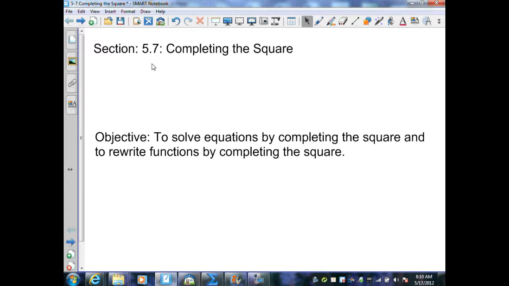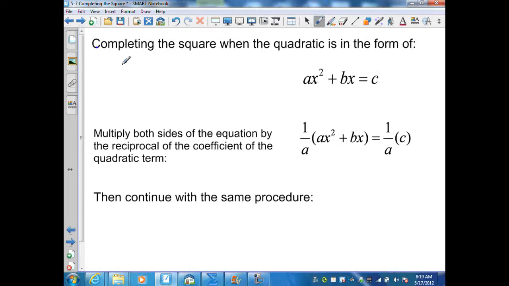Section 5.7 continued, completing the square. In the first part of this section, we work with quadratics in the form of x squared plus bx plus c equals 0. And in this form, our quadratic term had a constant that is a positive 1.